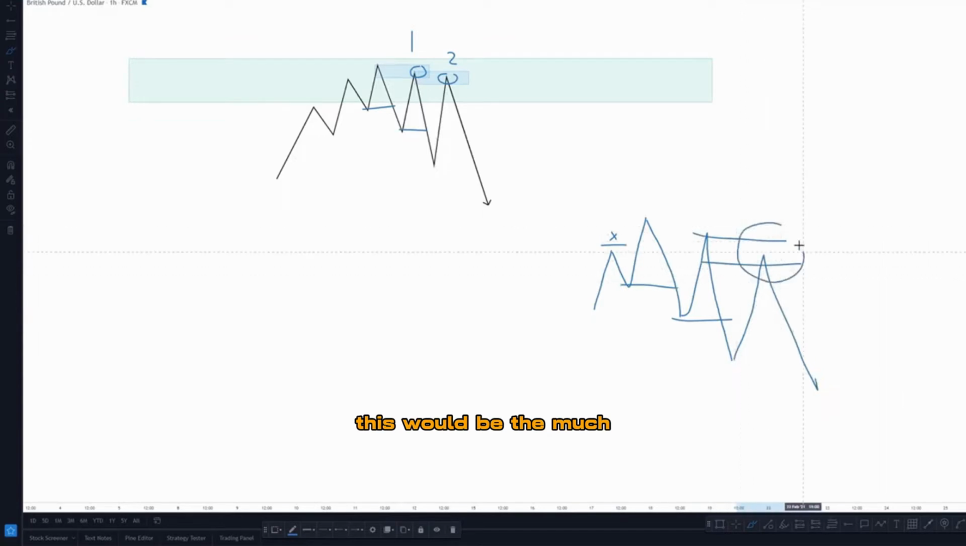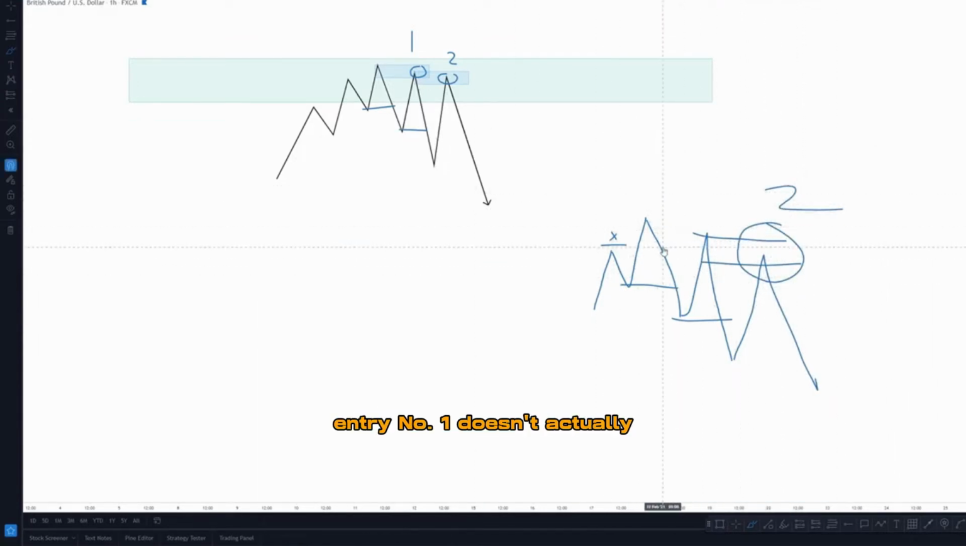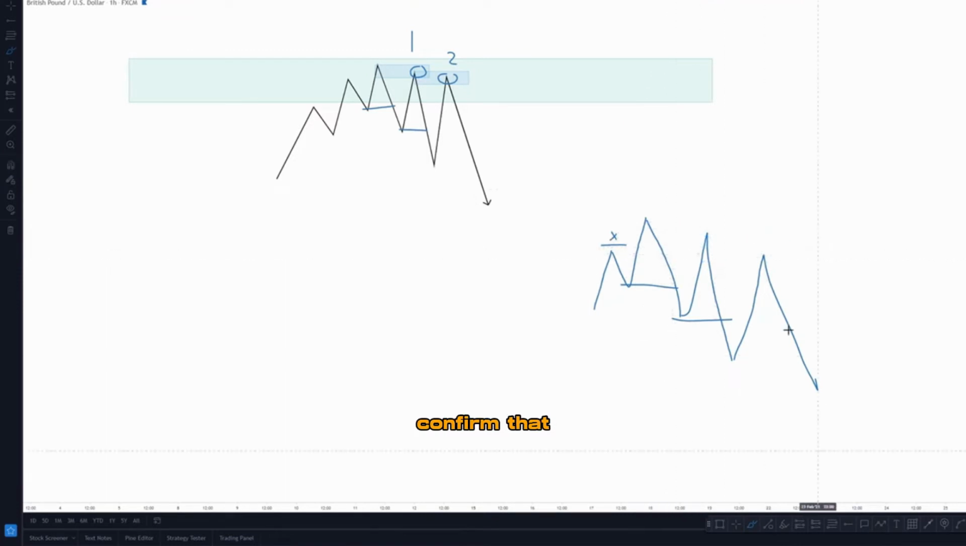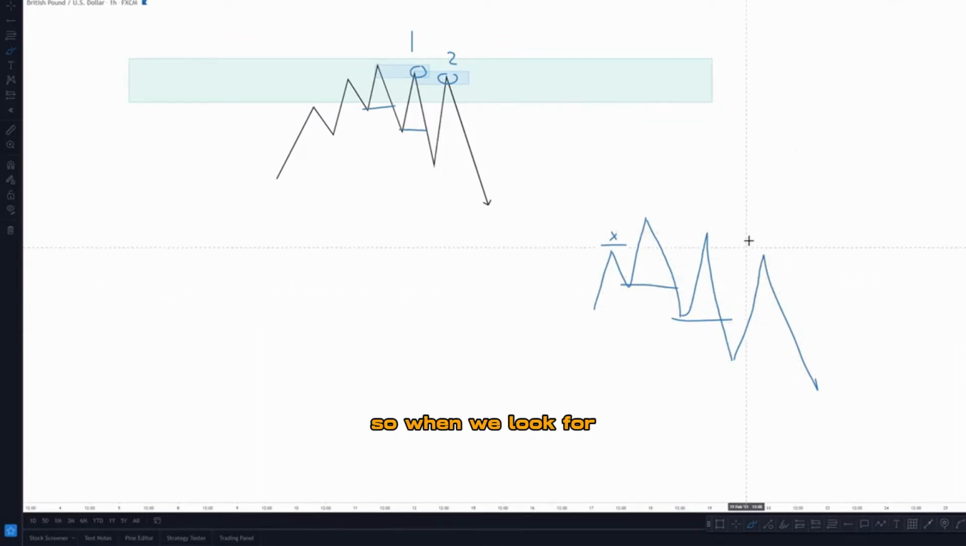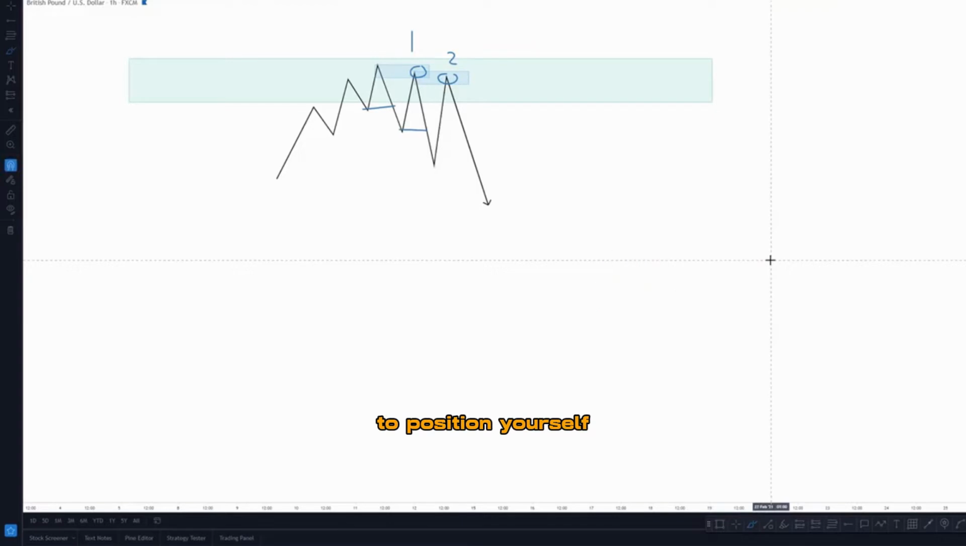This would be the much safer entry versus entry number 1, because entry number 1 doesn't actually confirm that the structure has changed, that there has been a change of character, anything like that. So when we look for entry number 2, that's the best way to position yourself.